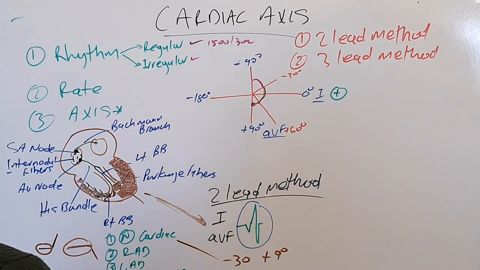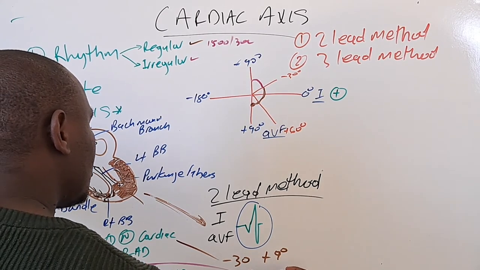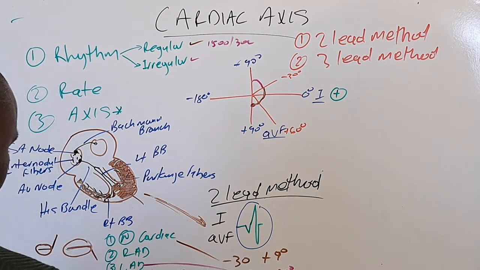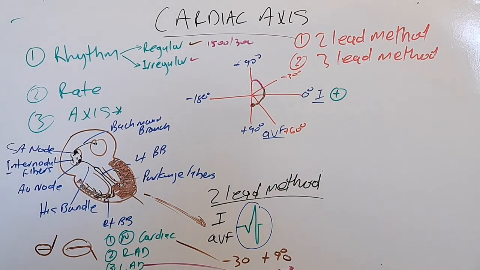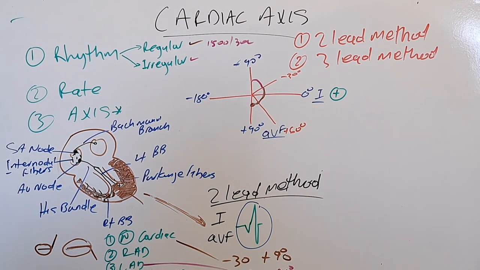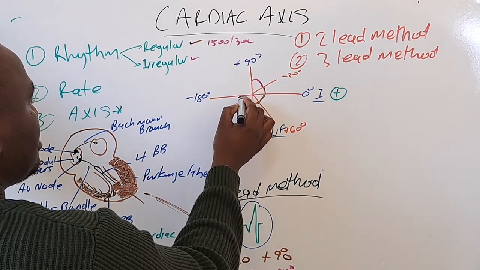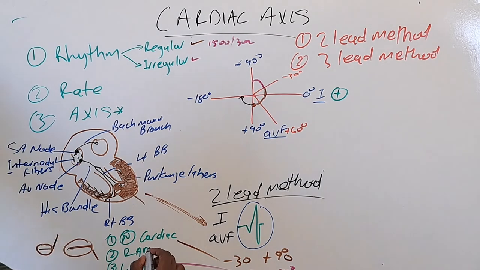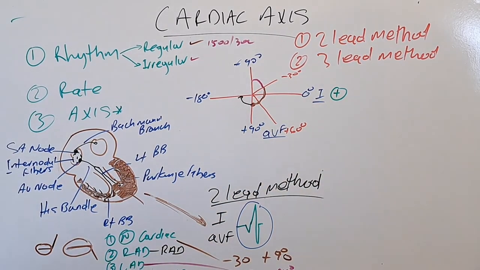So a left axis deviation is minus 30 to minus 90 degrees. So it's easier to have that quadrant in your mind when you're answering this kind of question, because you know exactly where minus 30 to minus 90 falls. Anything that is between plus 90 to minus 180, like that, is regarded as a right axis deviation. Right axis deviation. You don't want a deviated cardiac axis, you want it to be normal.